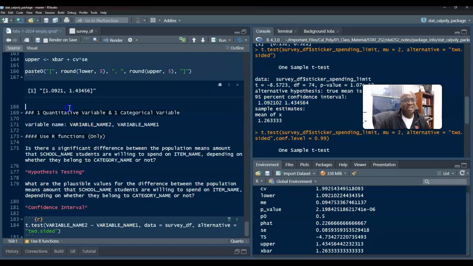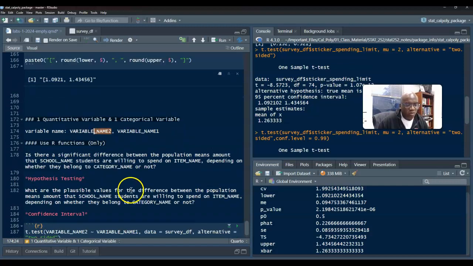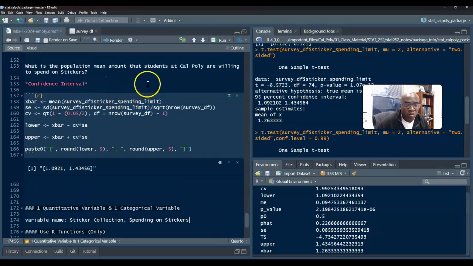So this is the last analysis. Yeah, you made it this far. Good job. Based on the questions, I'm looking at them already. At least one of the variables is going to be sticker collection. I'm pretty sure sticker collection. And then spending amount, spending on stickers. Okay, so what I'm going to do is copy and paste.